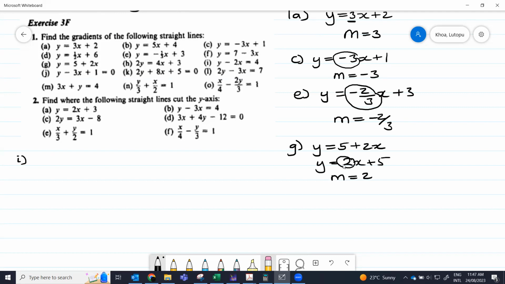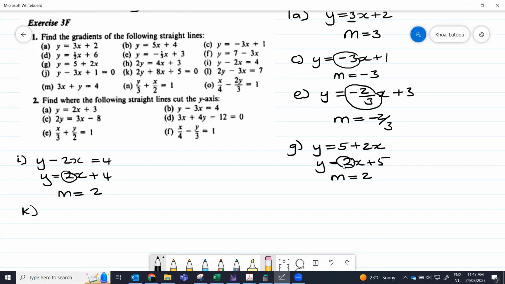I have y minus 2x is equal to 4. We need to write it in standard form. Y is equal to 2x plus 4. This is the coefficient, so m is equal to 2.